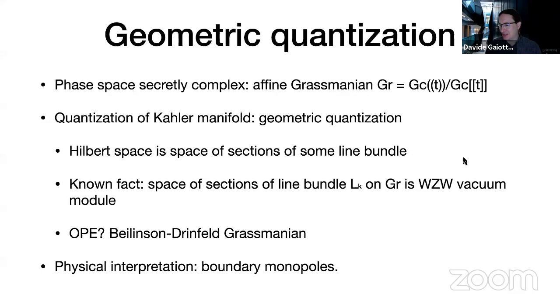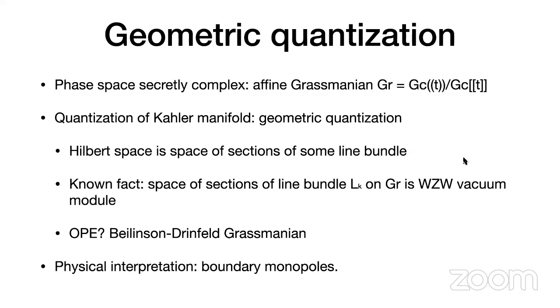Yes, and so this space of sections has a vertex algebra structure, and a vertex algebra structure is essentially the same as a factorization algebra structure. One way to construct the factorization algebra corresponding to the vertex algebra is by just taking sections on the Beilinson-Drinfeld correspondence and not on the affine correspondence.